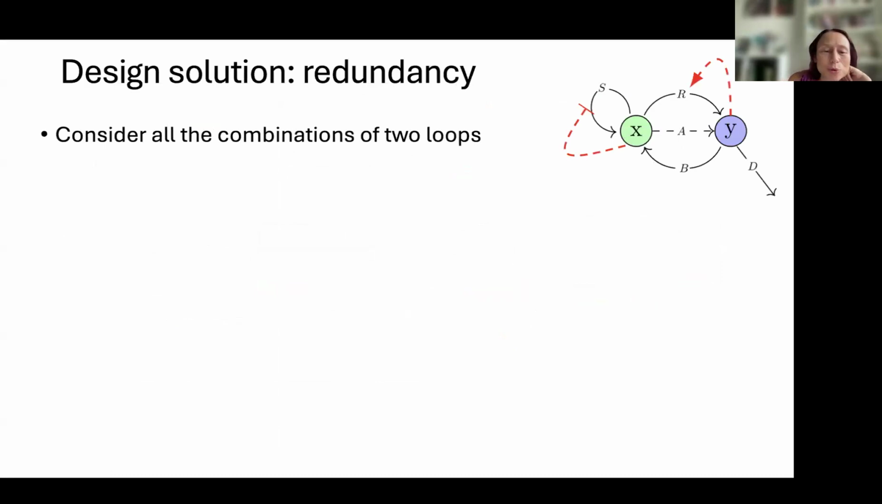So how can we protect the system from the invasion of these mutants? How can we do better? One solution that nature often uses in different contexts is redundancy.